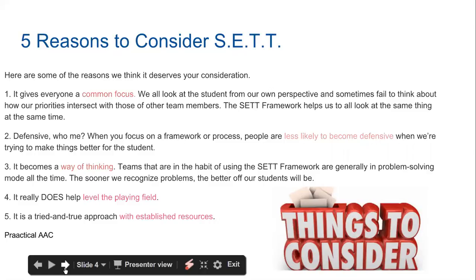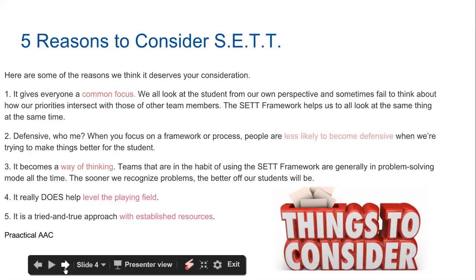And basically the 5 reasons are so that you have a common focus, so that other team members do not become defensive. If you go through the SETT process, it really kind of breaks down who should be doing what, and if something's appropriate or not appropriate. And in that way, I think it helps team members so they're not feeling like anyone's pointing the finger at them. And it becomes a way of thinking.